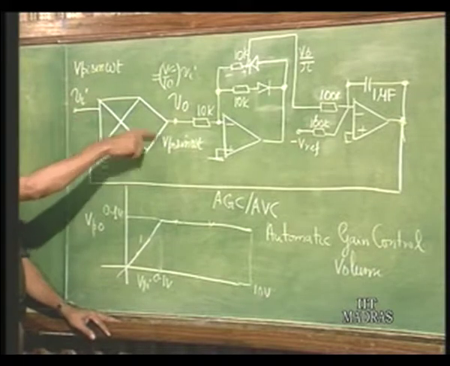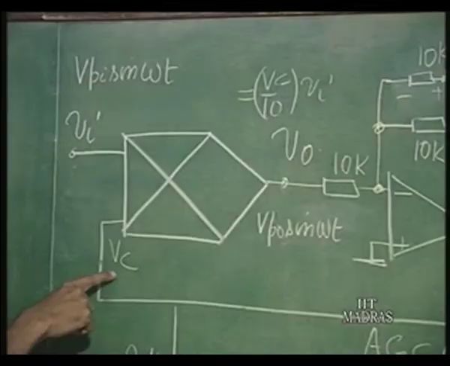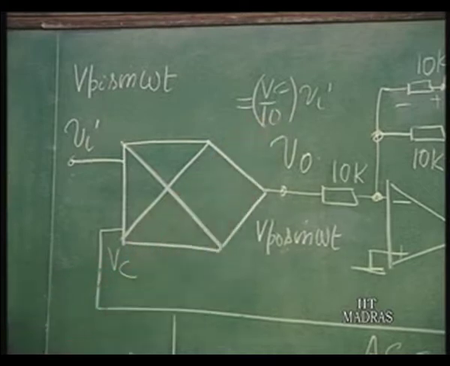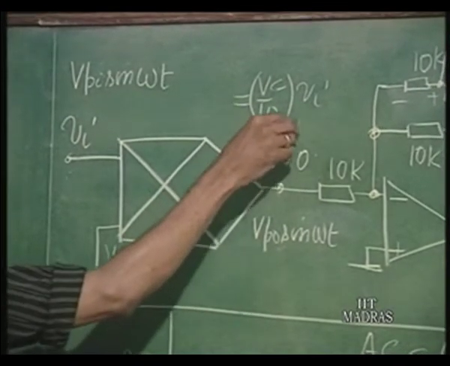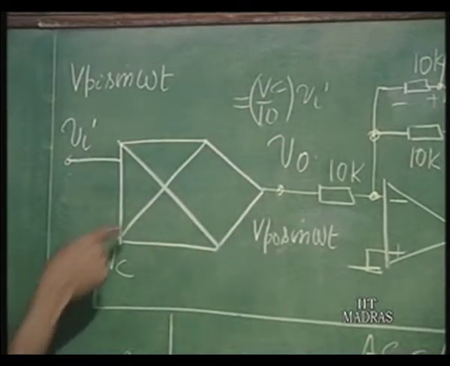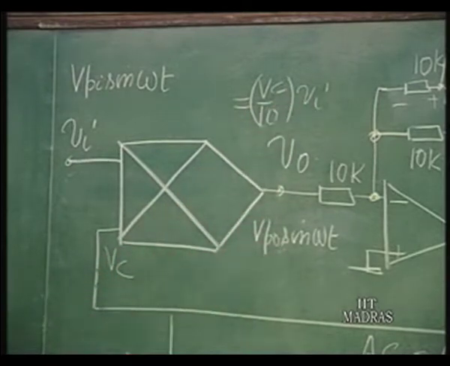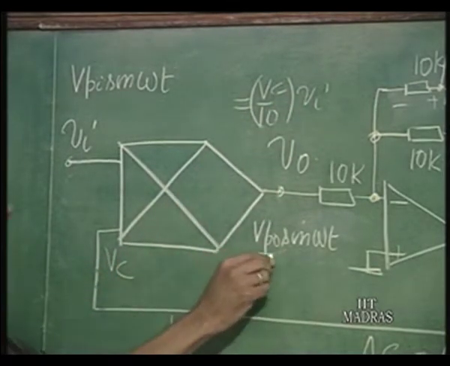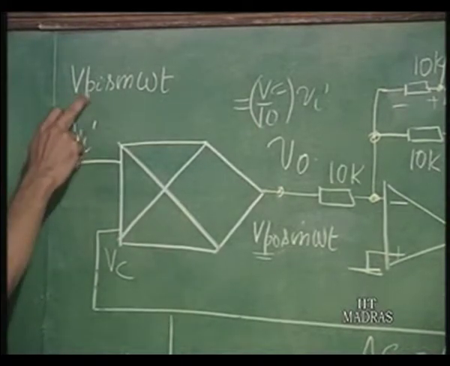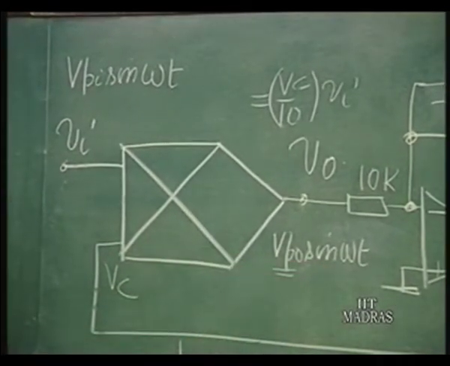So, this is the multiplier whose input is V I, and if control voltage is V C, it will have a gain of V C by 10 into V I, that we have understood. So, what is done is V C is adjusted by this control loop such that V C by 10 into V I remains constant at a specific value. That means, V P naught after a certain point remains constant independent of V P I. V P I sin omega t is the V I and V P naught sin omega t is the output.